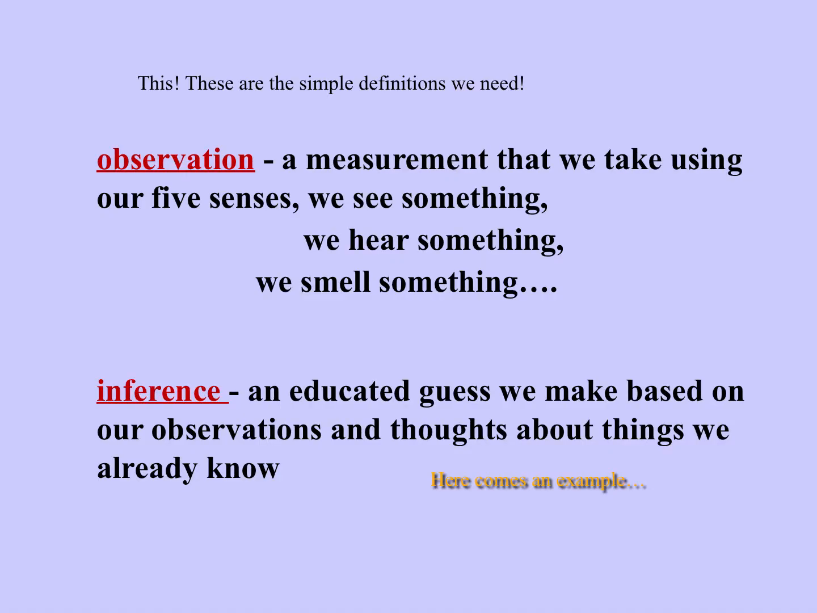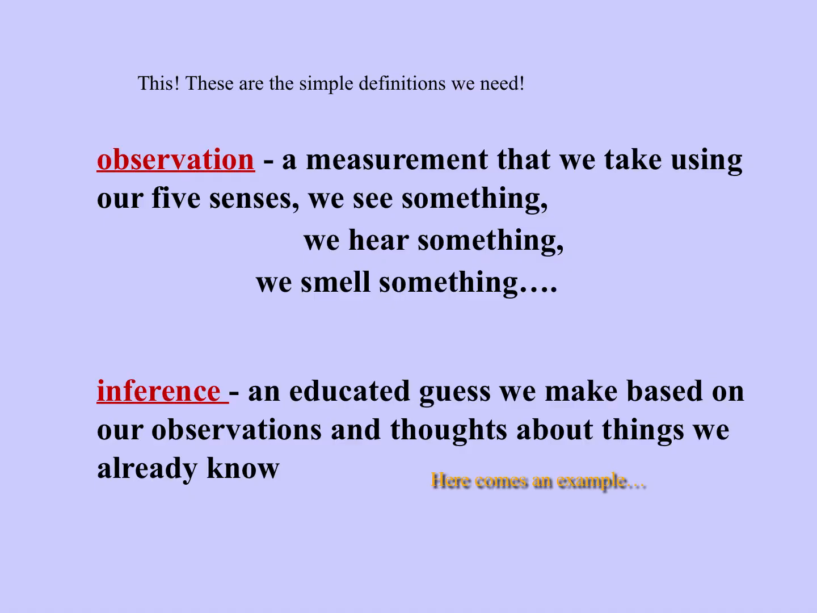An observation is a measurement that we take using our five senses. We see something, we hear something. You could taste something, although we don't generally taste anything in the lab. That's dangerous. But if you're in a cooking laboratory, you would. We might smell something. When our five senses are involved, you touch something and see the texture of it, whether it's warm or cold. Those are observations. We're taking that information in through our five senses.